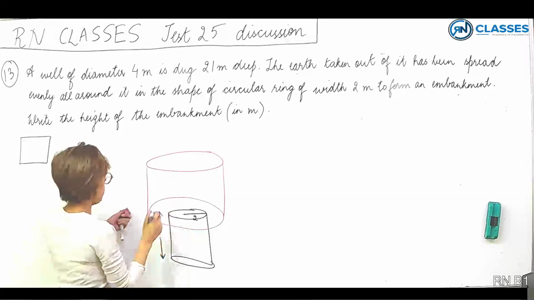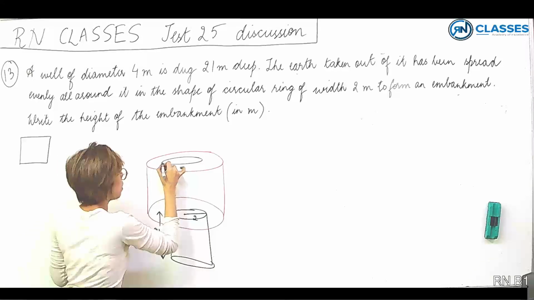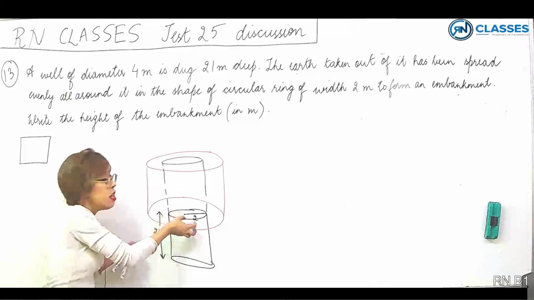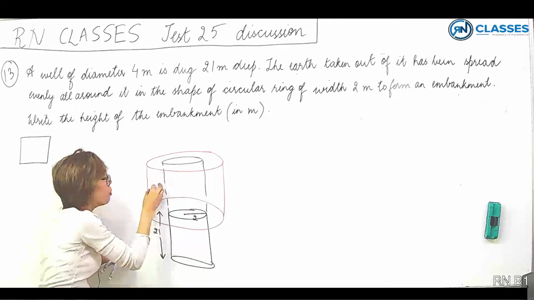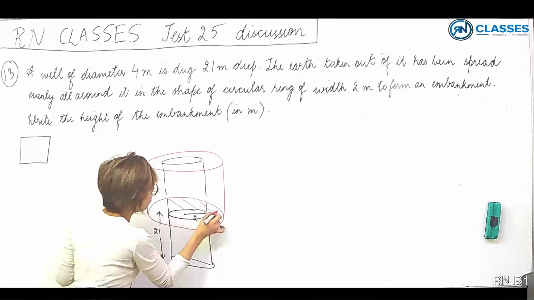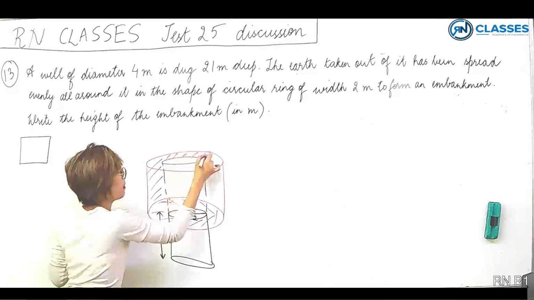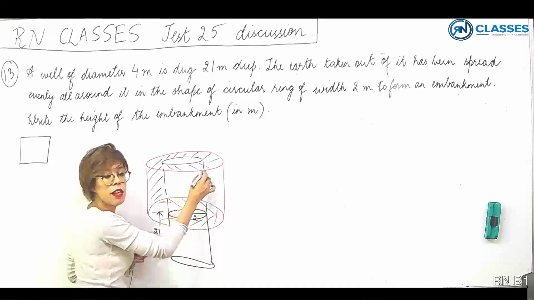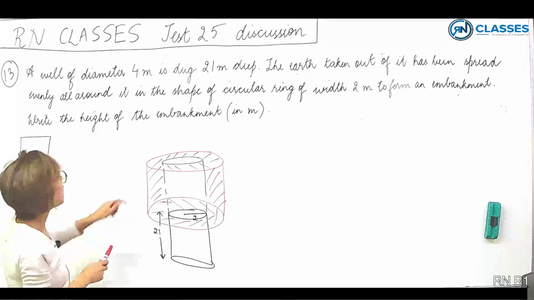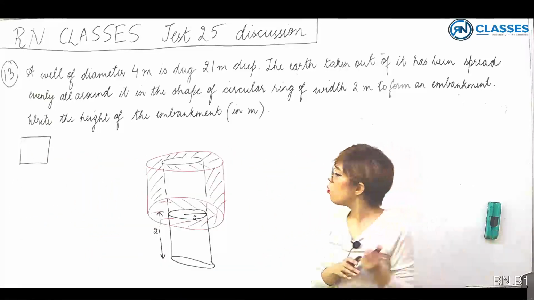Now, tell me, what kind of a shape will it hold? This is an embankment, right? From the soil taken out from this well, I have taken out and put the soil around it in the form of the ring. So, where is the soil? Soil is here. Right, soil is here. Right, and soil is here. Right, I need to find the height of the embankment. Height of the embankment.